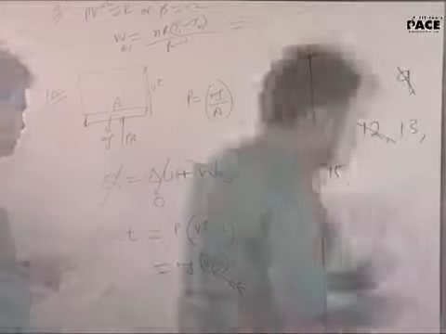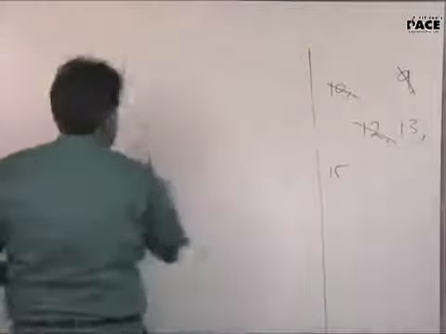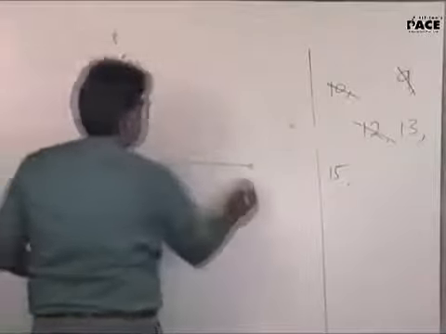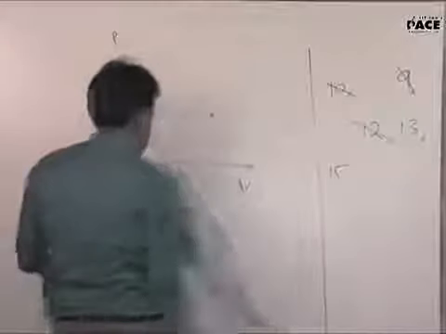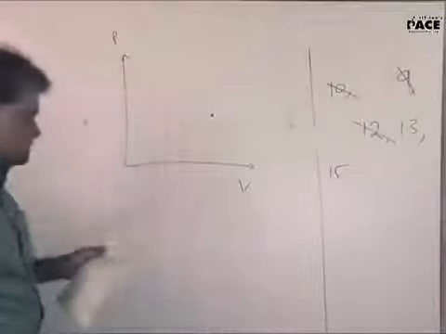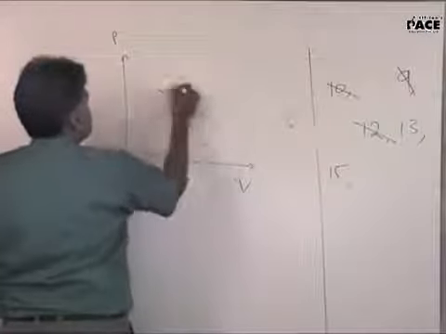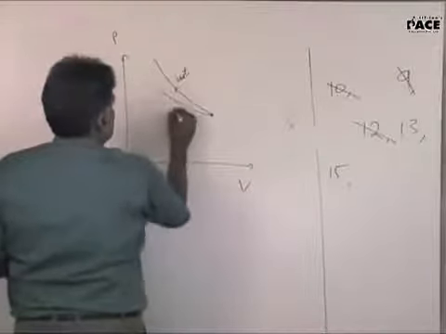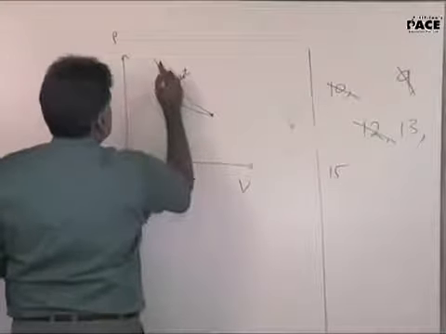12th one. If the gases are compressed from an initial volume to the same final volume, that means you have a PV graph, one isothermally, one adiabatically. So if you compress it like this, you can see this is isothermal and this is adiabatic.